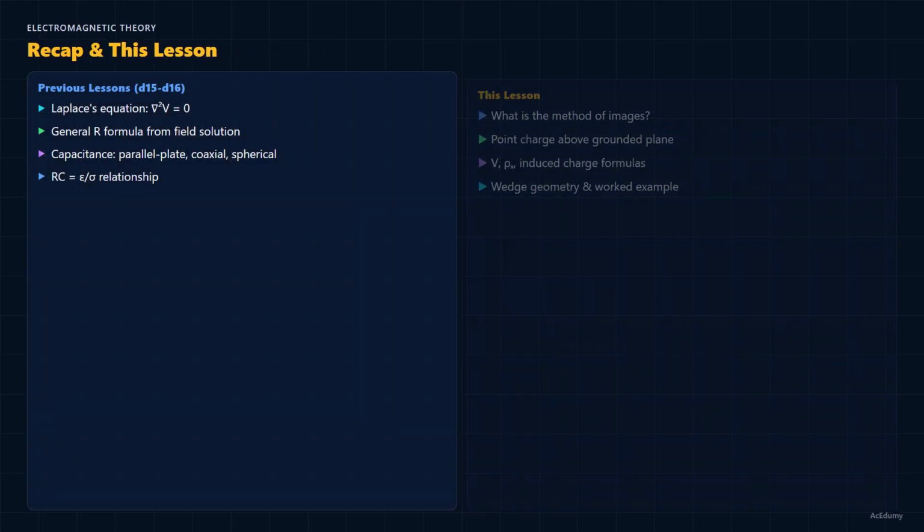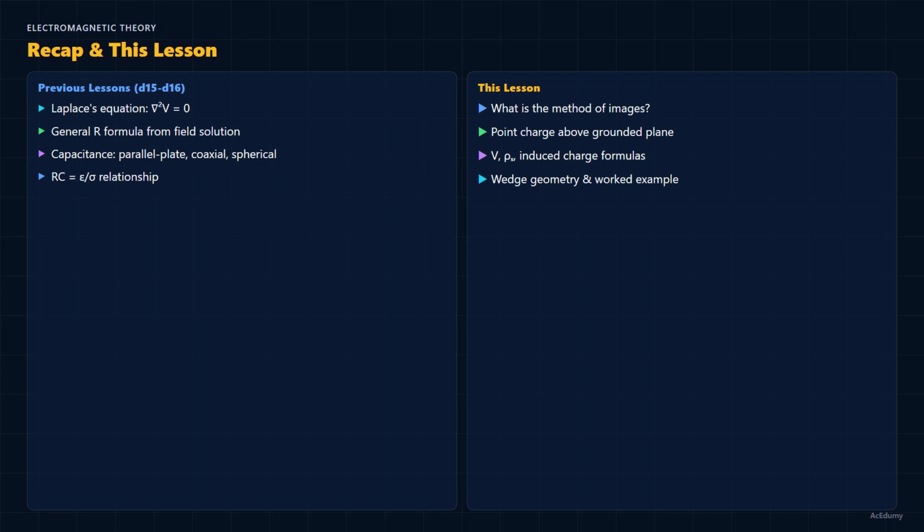In our last lessons, we solved boundary value problems by integrating Laplace's equation and applying boundary conditions. We computed resistance and capacitance from field solutions. Today, we introduce an elegant alternative, the method of images, which avoids solving differential equations entirely. The method of images was introduced by Lord Kelvin in 1848.